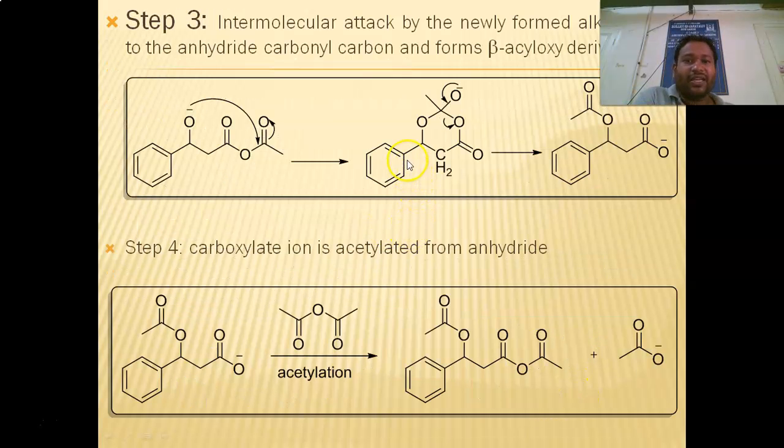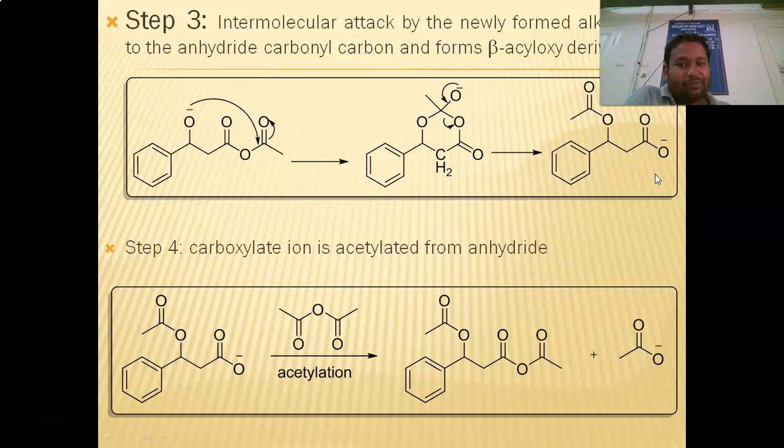The third step involves the intramolecular attack by the newly formed alkoxide ion on the anhydride carbonyl carbon, forming the beta acyloxy derivative. Ring formation and a ring opening reaction take place. This happens intramolecularly, within the molecule, where the bond formation takes place and forms the corresponding beta acyloxy derivative.